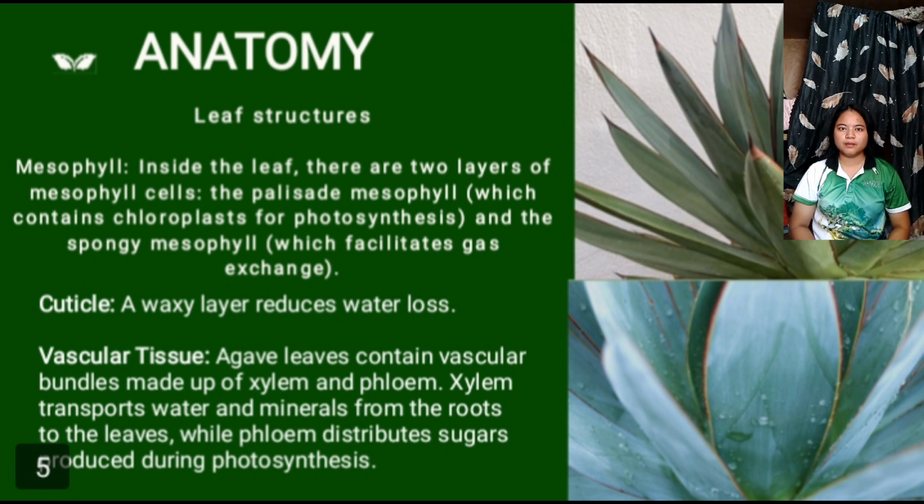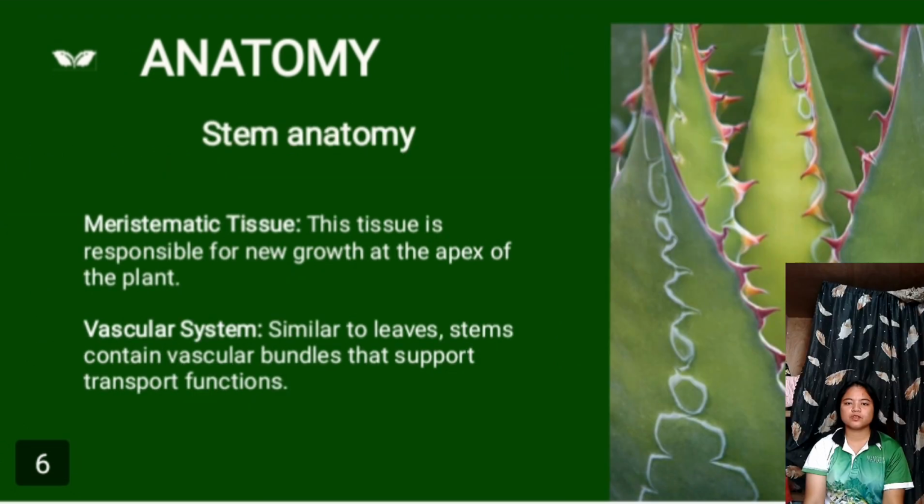The xylem transports water and minerals from the roots to the leaves, while the phloem distributes the sugar produced during photosynthesis. For stem anatomy, the meristematic tissue is responsible for new growth at the apex of the plant. Then the vascular system, similar to the leaves, the stems contain vascular bundles that support transport and other functions.